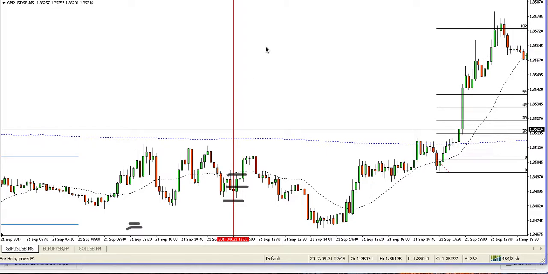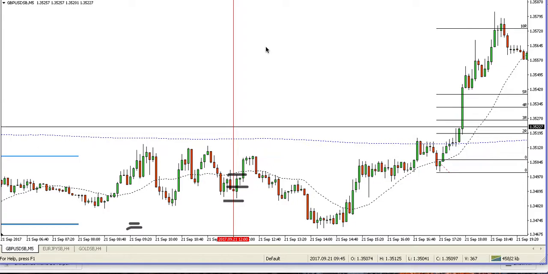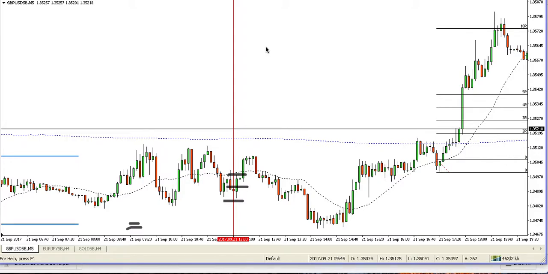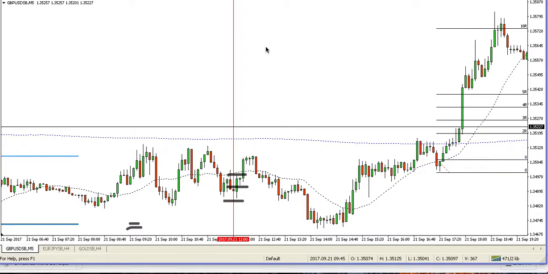Okay, what we're doing here is we're trying to take a really tight entry into a 4-hour trend, and obviously that's going to give you a lot of stop outs. But what it's also going to give you is some very big risk to reward trades.